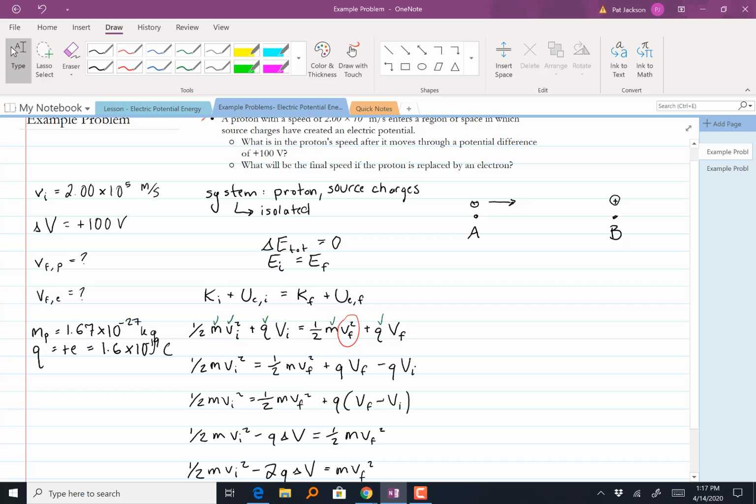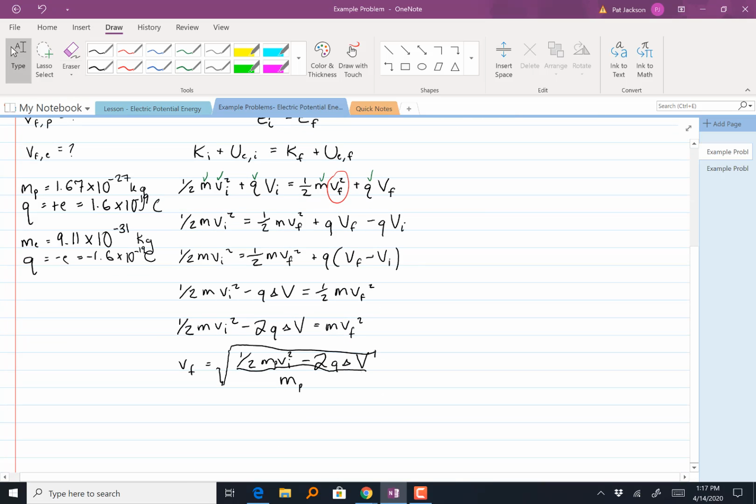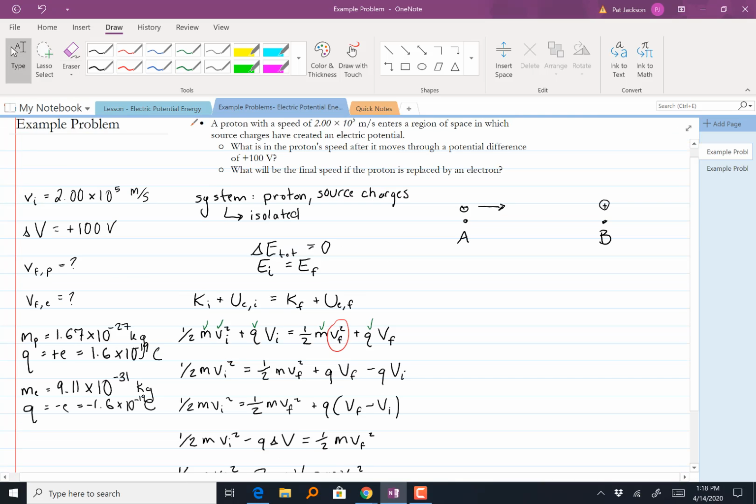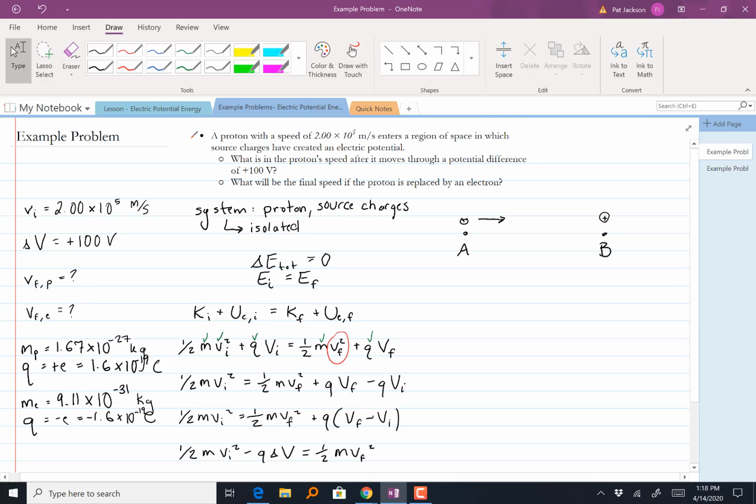an electron. If I'm looking at this, my initial speed is going to be the same, and my change in voltage is going to be the same. The only things that are really going to change are the mass of the electron and the charge. So I can use that different mass and charge in order to calculate what this answer would be. If there are any questions about this process, feel free to let me know, and good luck.